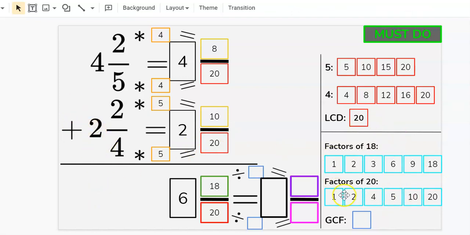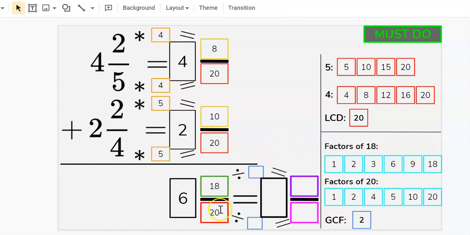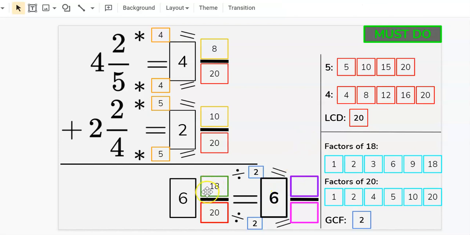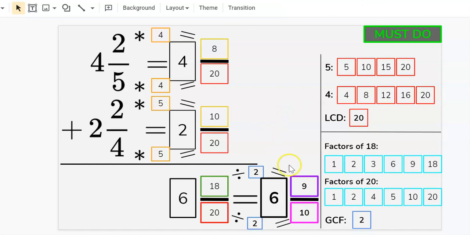So now when I look at my factors, I can see that the greatest common factor is 2, which means I'm going to divide both my numerator and my denominator by 2. I don't want to forget my whole number again, so I have my 6 right here. I just keep it the same, rewrite it, and then I divide my 18 divided by 2 is 9, and 20 divided by 2 is 10. So my final answer here is 6 9/10.